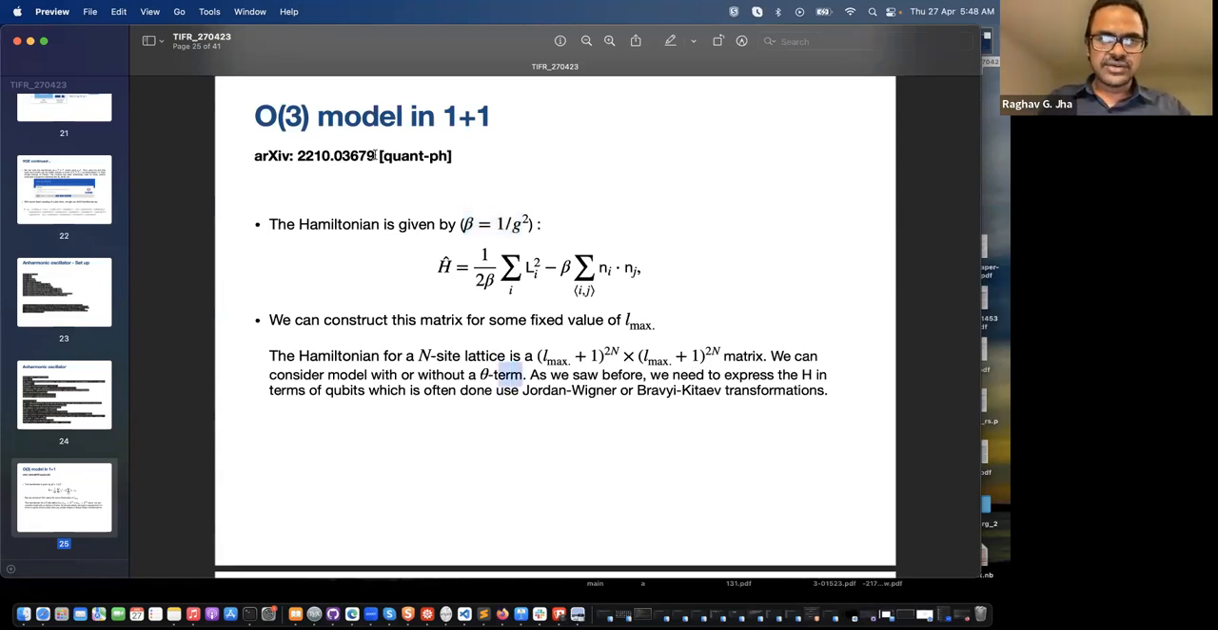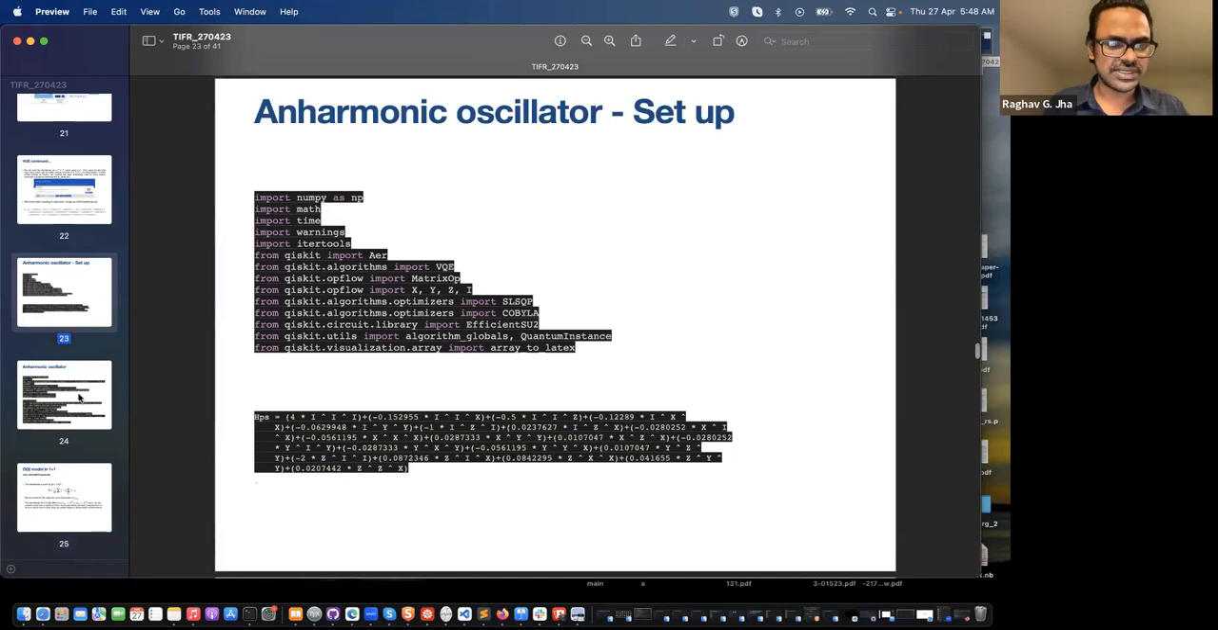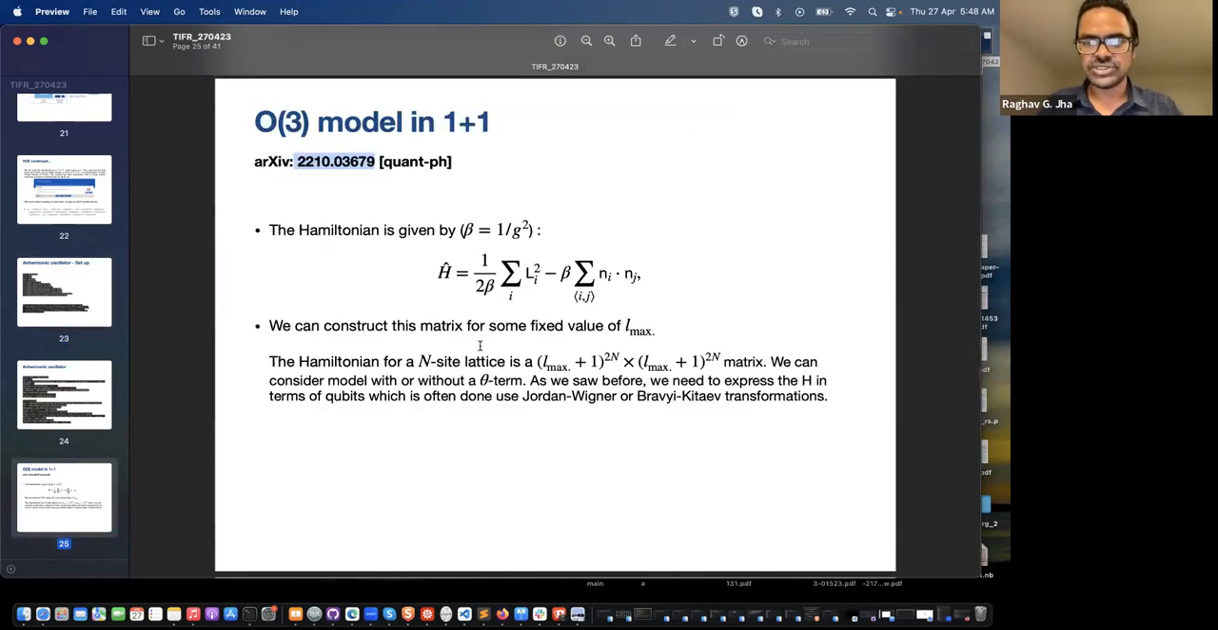So this model can be studied with or without the theta term. This paper studied it with the theta term using some variational quantum eigensolver, VQE, methods, which I showed you. So they applied these methods to study it.